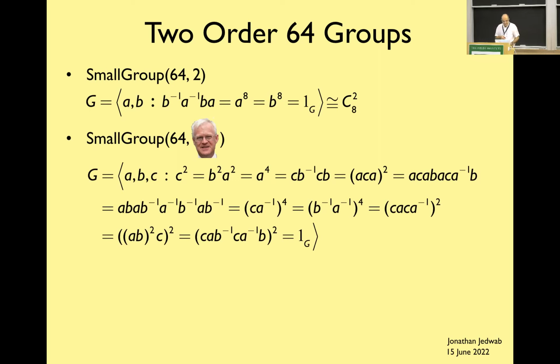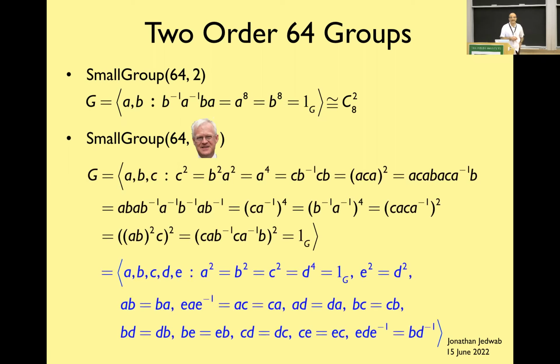If you go to the personal website of Tim Dokchitser, then he will tell you that small group 64, 66 has this presentation, which has 5 generators, but it's a lot easier to see what's going on. You see, it's telling me A commutes with B, and A with C, and A with D, and so on. This presentation tells me a lot more of what's going on. It tells me which bits of the group are non-abelian and which bits are abelian. So we can have different presentations for the same group. This is an automated result that's correct, but it's kind of difficult to work with. So there's another problem.